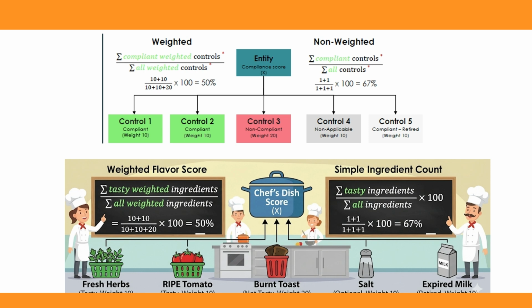The total possible denominator will be one herb plus one ripe tomato plus one toast, which is 3 items, and it will be multiplied by 100. That means 1 plus 1, which is nothing but your fresh herbs and ripe tomato, divided by fresh herbs, ripe tomato and burnt toast, which is 1 plus 1 plus 1, into 100 equals 67%. All right, so let's try and understand it in the instance now.